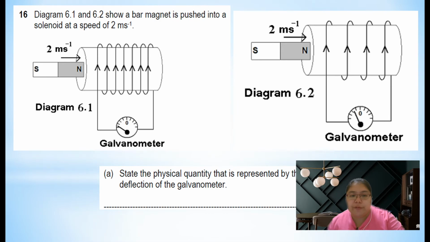So from here, we answer the first question: state the physical quantity represented by the deflection of the galvanometer. The physical quantity shown by the galvanometer should be induced current. We mention induced current, not just current, because this is induction. So your answer is induced current.